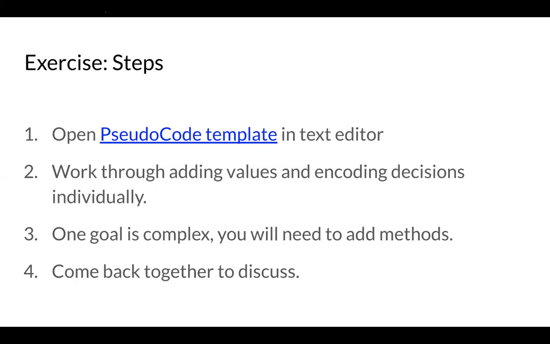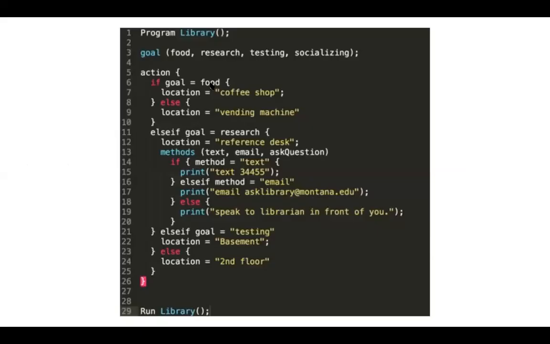Hi, I see a question about how to use the template, so I'm going to switch back to our example. In this case, you can see how adding your own goals at the top could work. In our case, we used food, research, testing, socializing, those aspects.